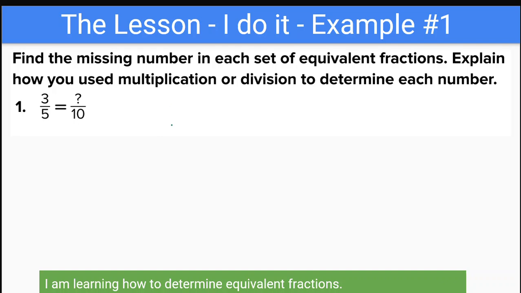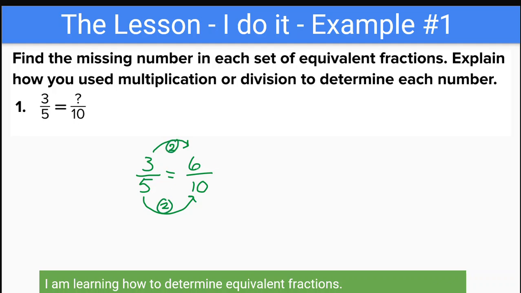3/5 equals something over 10. So let's do this. 3/5 equals something over 10. Well, 5 times what is 10? Right, 5 times 2 is 10. So 3 times 2 is what? 6. Okay, now these are equivalent fractions because we were able to multiply the numerator and the denominator both by 2, and it worked out.